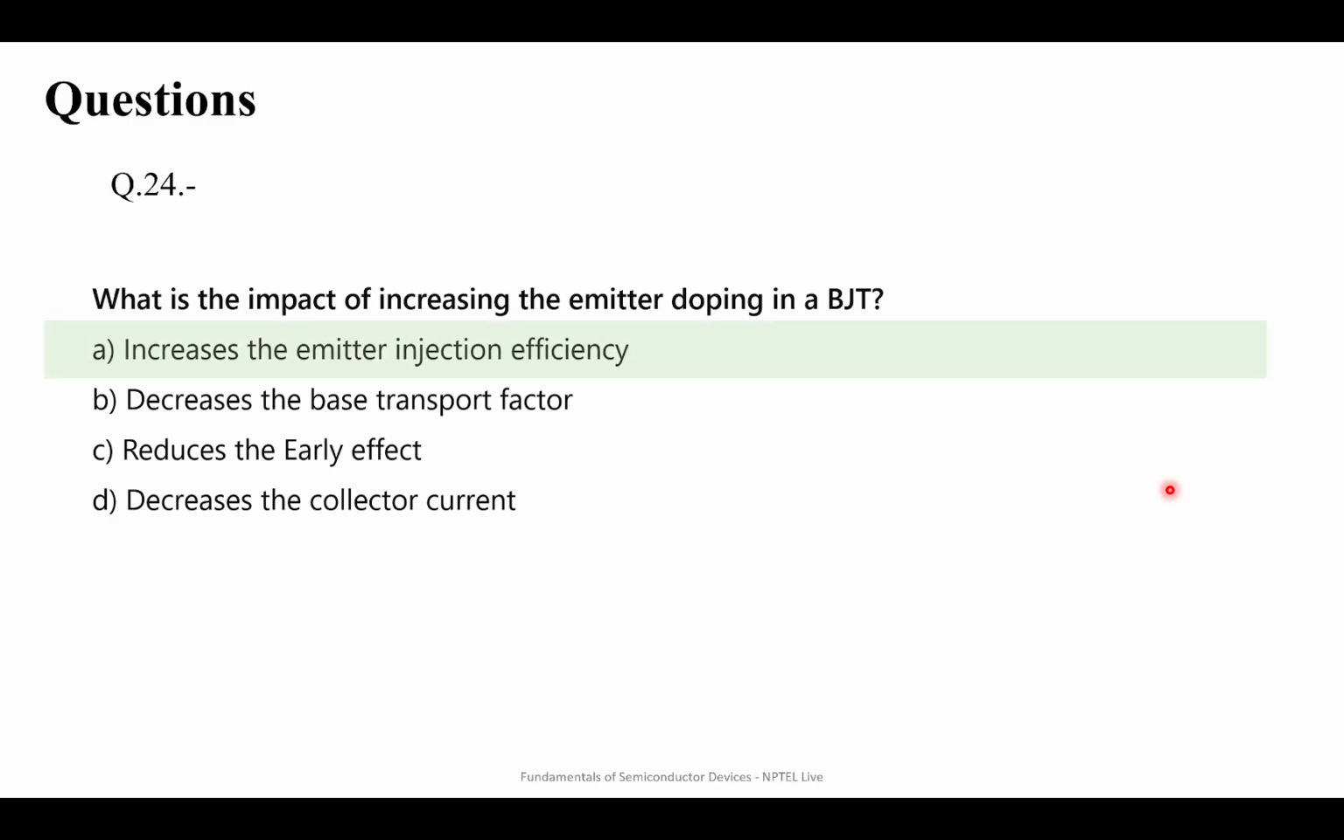Yes, the answer to this is increases the emitter injection efficiency. So if you increase your emitter doping, it will be able to inject more electrons into the base. So your emitter injection efficiency will increase. And we just studied that your gain is dependent on your current transfer ratio, and your current transfer ratio is the product of your emitter injection efficiency and your base transport factor. So if you increase your base doping, your gain will decrease. If you increase your emitter doping, your gain will increase.